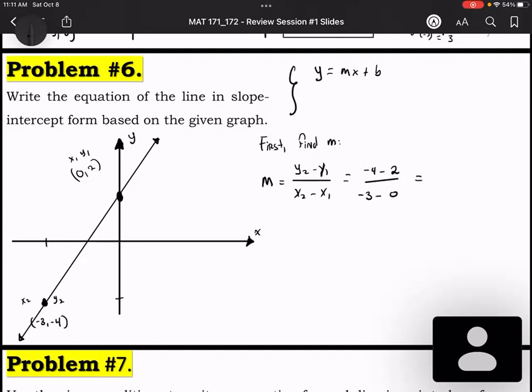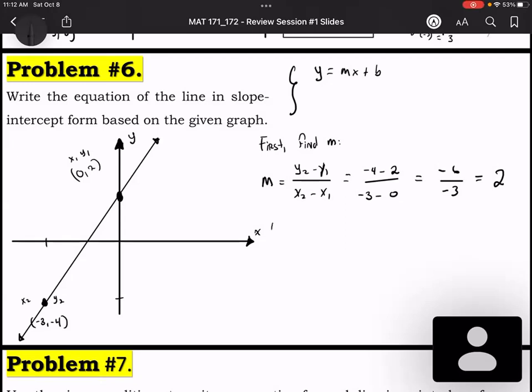Okay, let's work this out. What is -4 minus 2? Yes, -4 minus 2 is the same thing as saying -4 plus -2. So yes, -6. And -3 minus 0? -3. So what's -6 divided by -3? 2. It's equal to 2. And by the way, if m is equal to 2, will our line be increasing or decreasing? Increasing, yeah. Anytime the slope is positive, the line should be increasing. So we have that m is equal to 2.